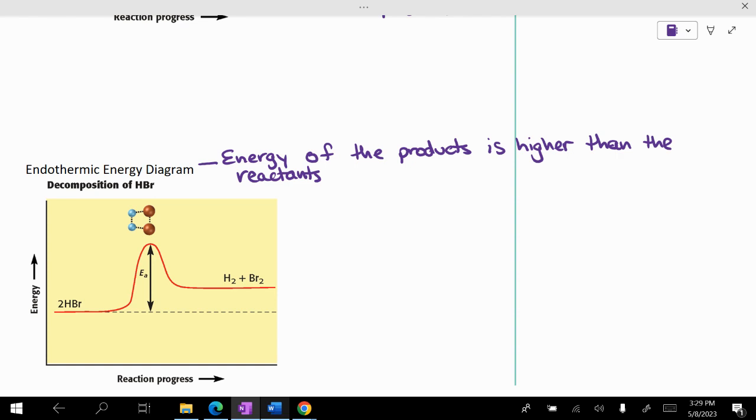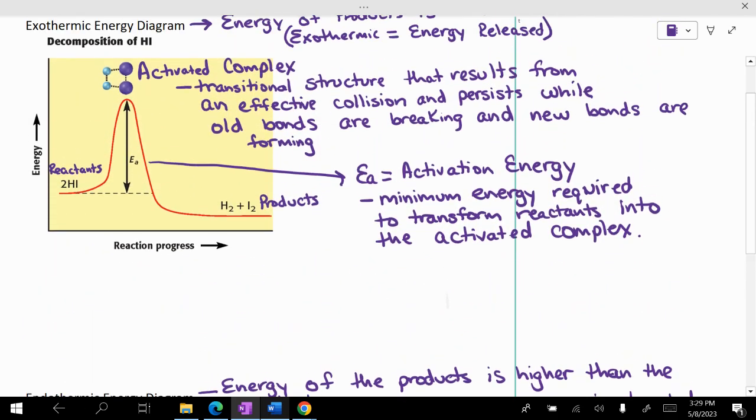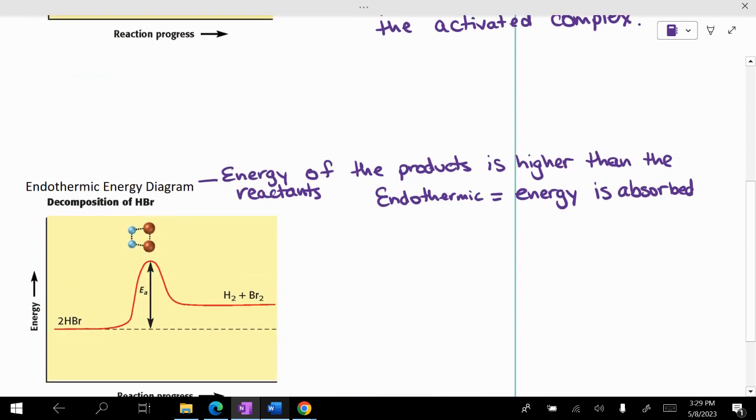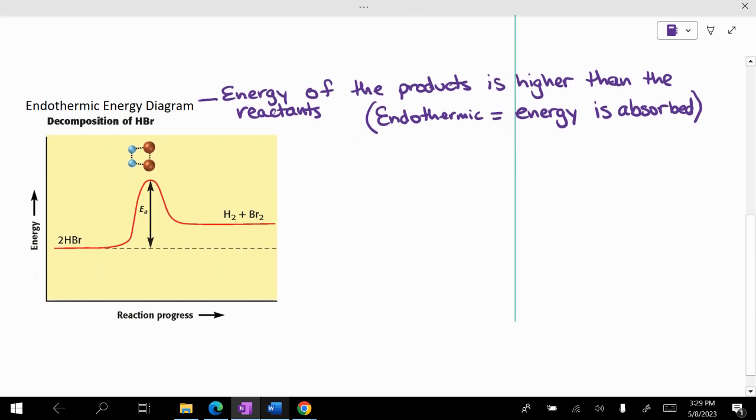And this should make sense because we know endothermic means energy is absorbed. So I want you to draw this energy diagram, and then we'll label it.